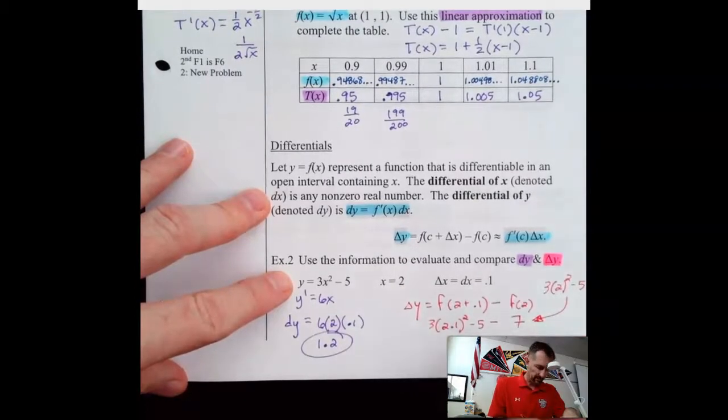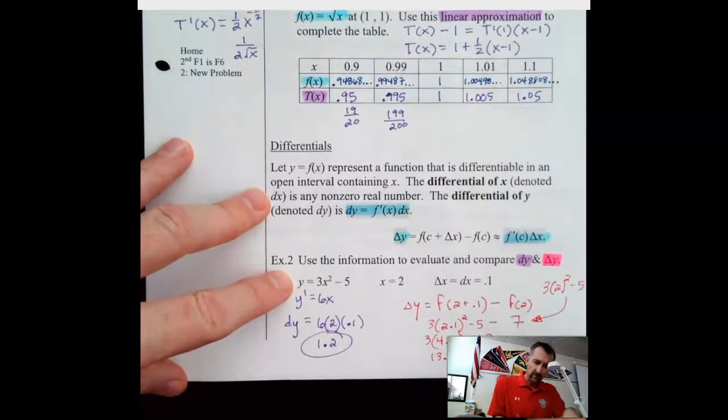So that would be 7. So this squared is 4.41, and then that'll be minus 12. And this is 13.23 minus 12, which is 1.23.